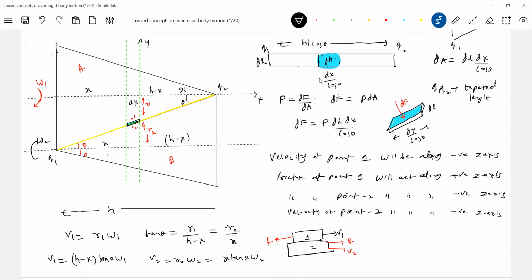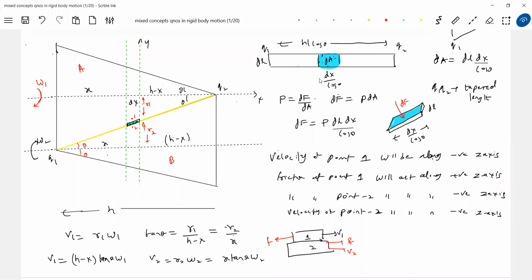Okay, fine. Now, how long will this friction act? I think we are almost able to finish off the problem. How long will this friction act here? As long as... so now let's get into the problem.